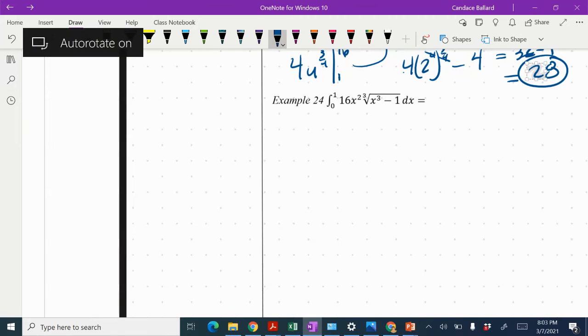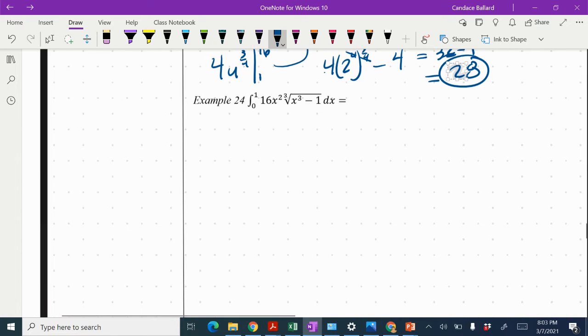In this video, we're going to continue topic 6.9, talking about U substitution. And we are looking at example 24. And we are going to obviously try to start some U substitution here, and we're going to change our bounds just like we did on the last problem.